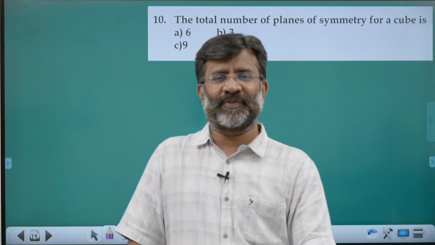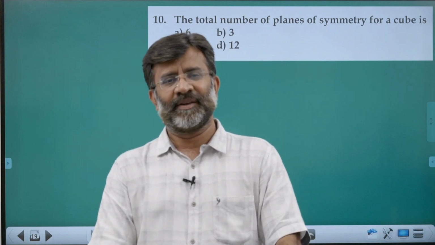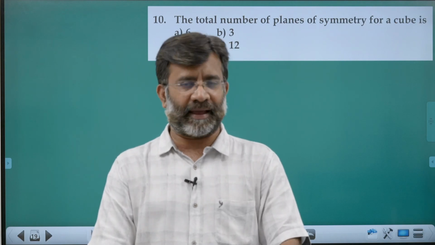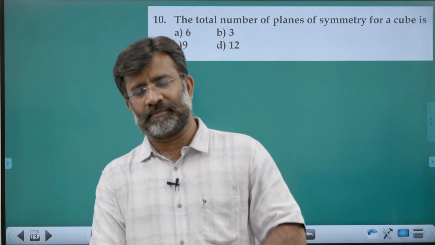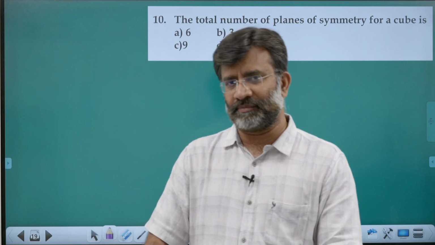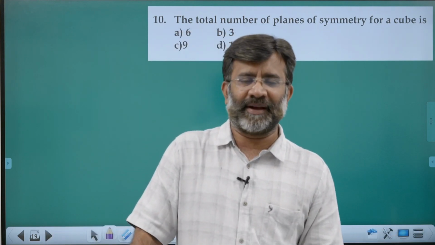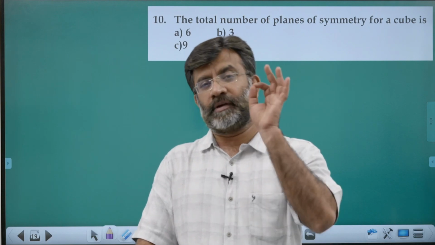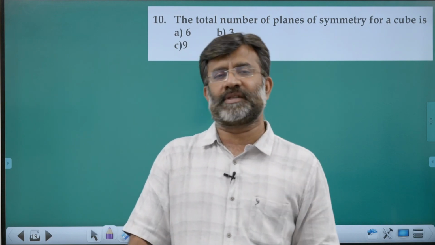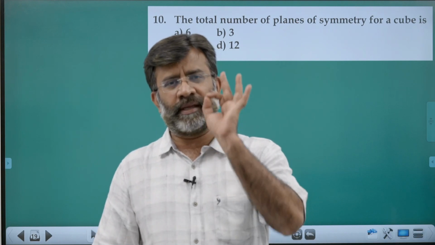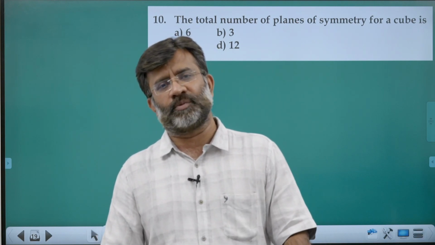of symmetry for a cubic system. For a symmetric cubic system, how many elements of symmetry can it have? How many planes of symmetry? How many axes of symmetry? How many total elements of symmetry? My dear children, there are 23 elements of symmetry in a cubic system.